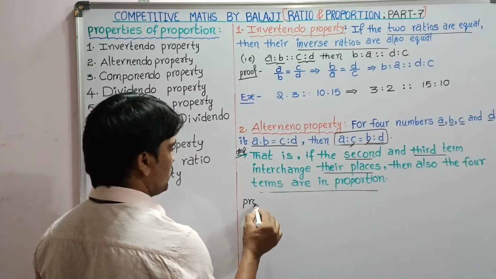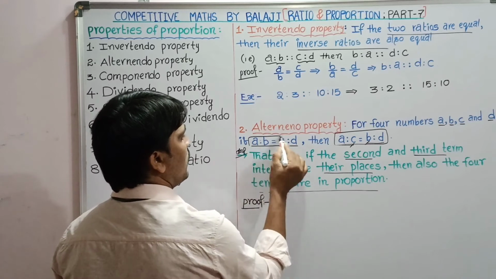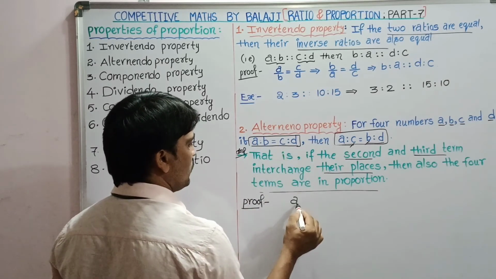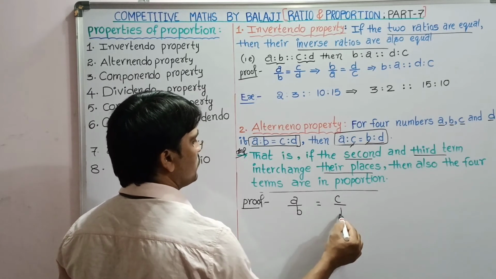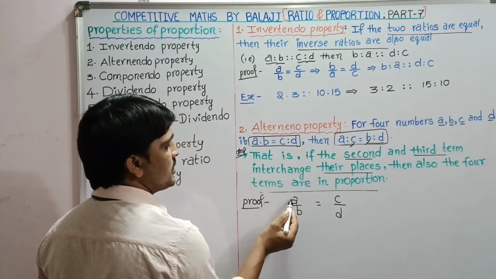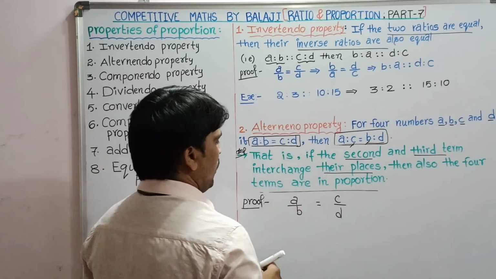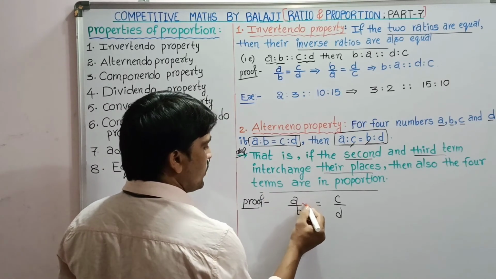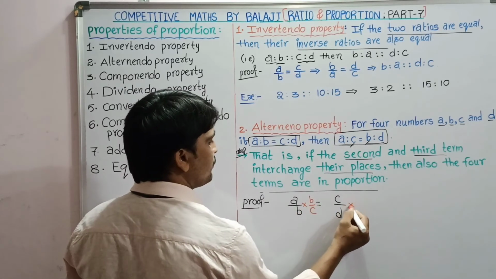Proof. We are given A is to B, that is A by B equal to C by D. A is to B can be written as A by B, equal to C is to D, which can be written as C by D. Let us perform an operation: both sides multiply by B by C.